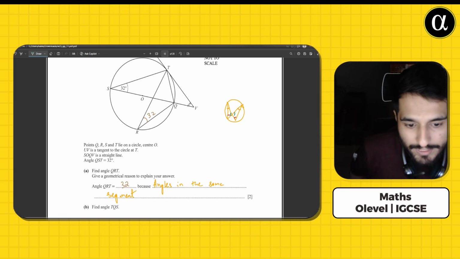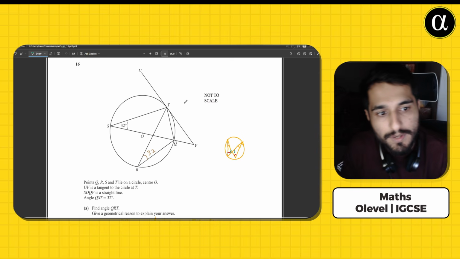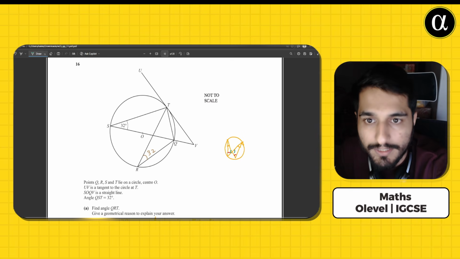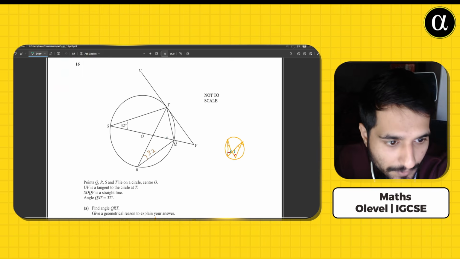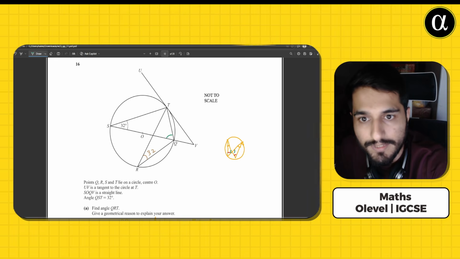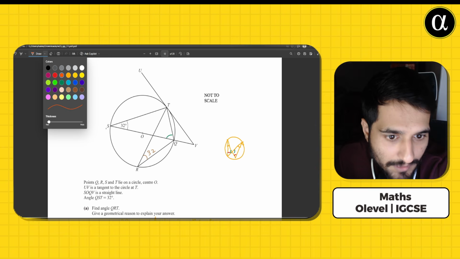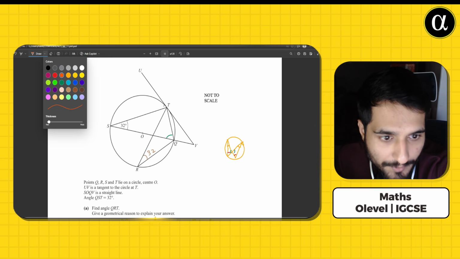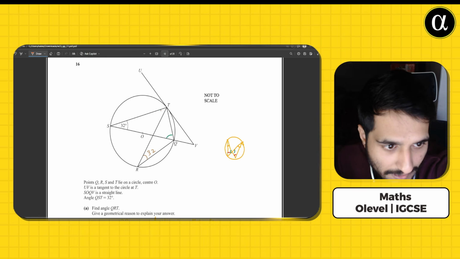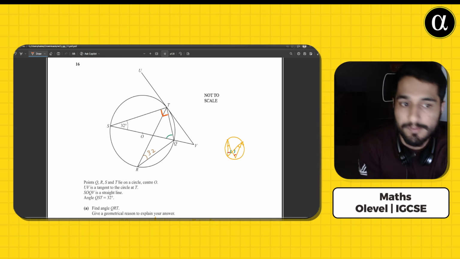The next angle that we're supposed to find is going to be TQS. How are we going to find TQS? This is the angle that we're concerned about. In order to find this, the first thing we need to realize is that we have a diameter SQ, and with the help of that we can also form a triangle STQ. So this angle is going to be 90 due to the property of angles in a semicircle.